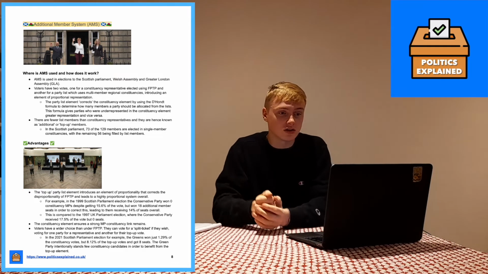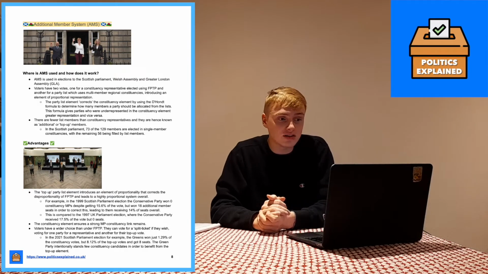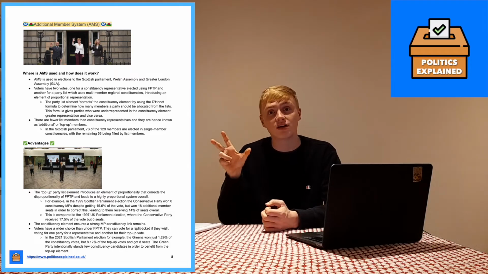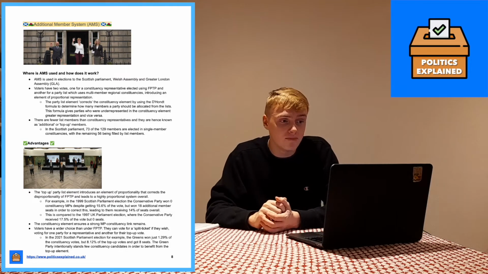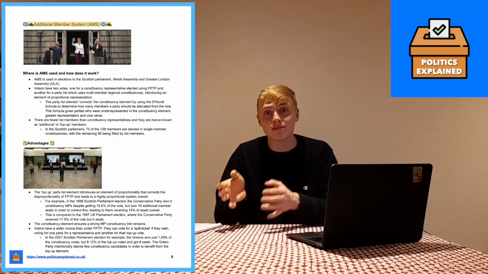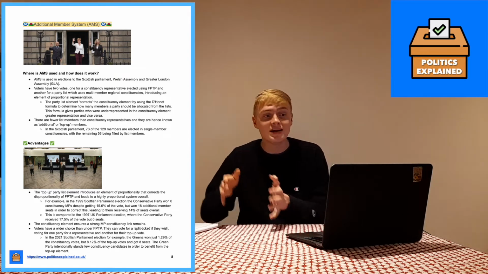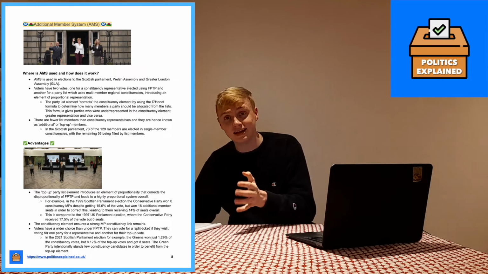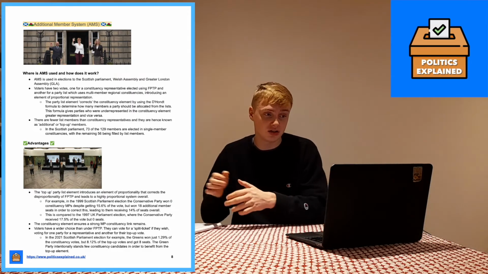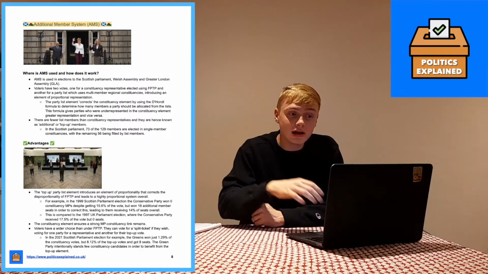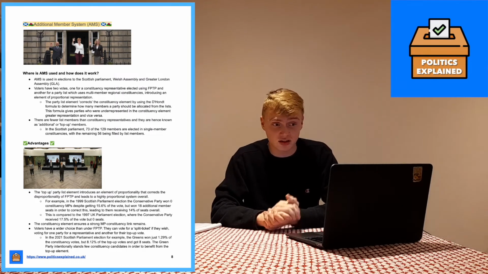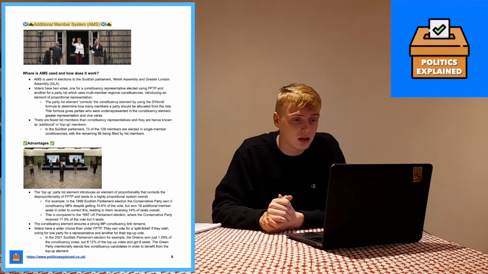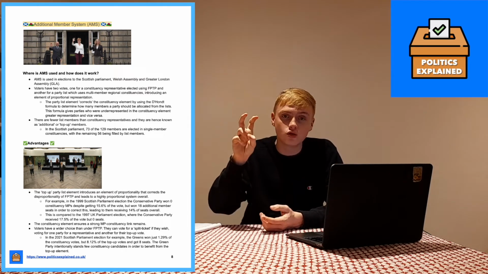And that's using the D'Hondt formula. It determines how many members a party should be allocated from that second vote, which is the party list vote. This formula gives parties who are underrepresented in the constituency element greater representation in the party list vote, and vice versa. There are fewer list members than constituency representatives because the list is seen as more of a corrective to the overall system, and they're hence known as additional or top-up members.